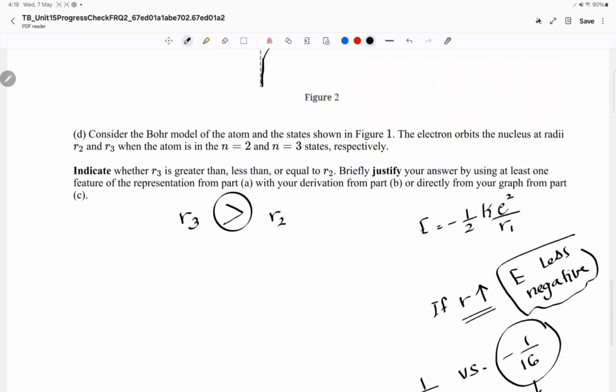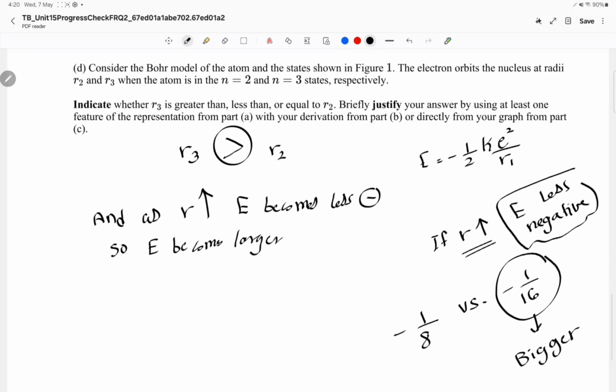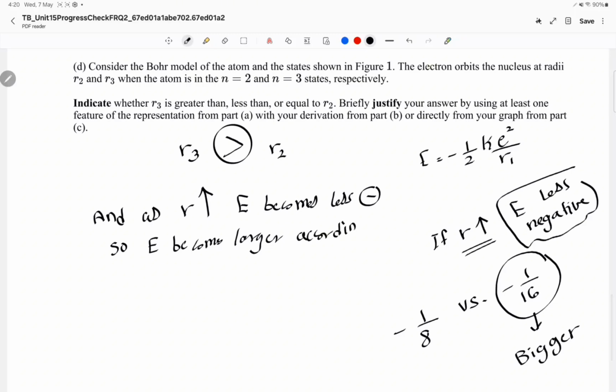Okay? Obviously, we're going to get farther from the nucleus. The radius has to get bigger too. And as the r increases, the E becomes less negative, so the E becomes larger according to the equation negative half k e squared over r1.